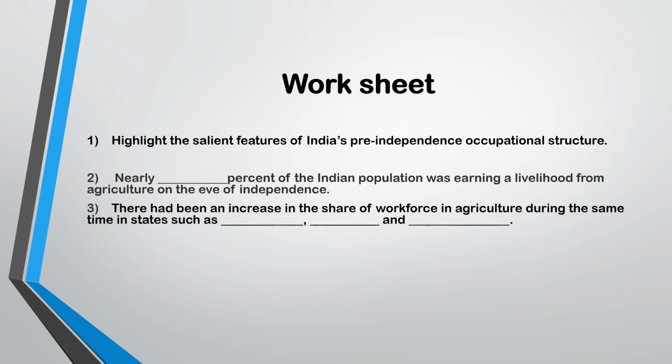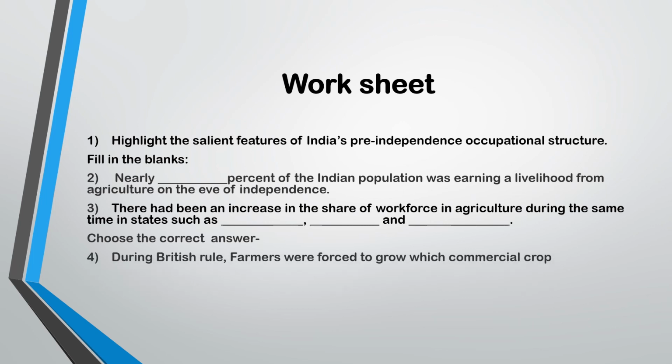There had been an increase in the share of workforce in agriculture during the same time in states such as, during the same time means eve of independence. During the time the states were Punjab, Rajasthan and Odisha. Choose the correct answer. During British rule, farmers were forced to grow which commercial crop? Wheat, rice, cotton and indigo. And your answer will be indigo.